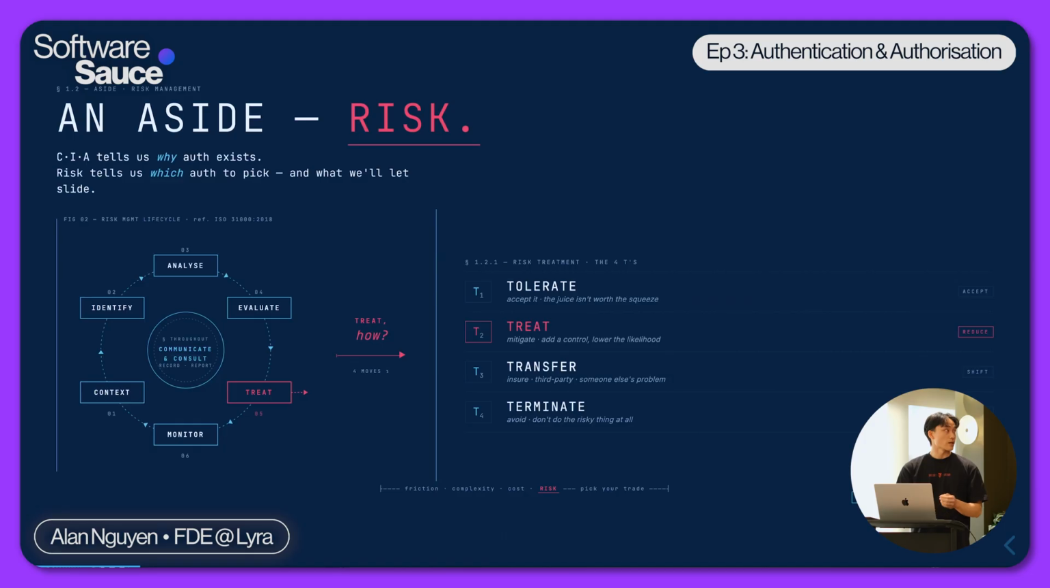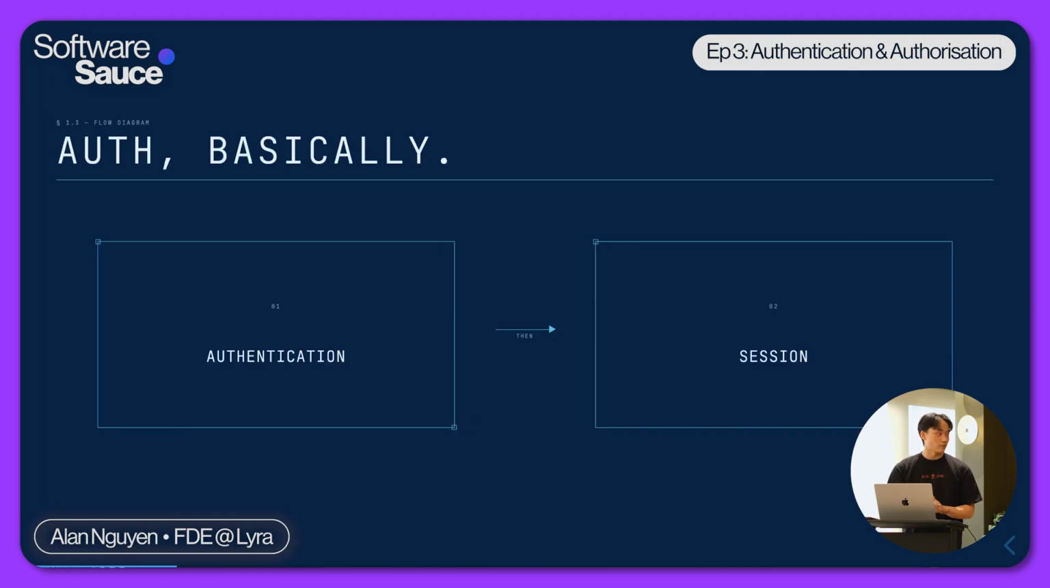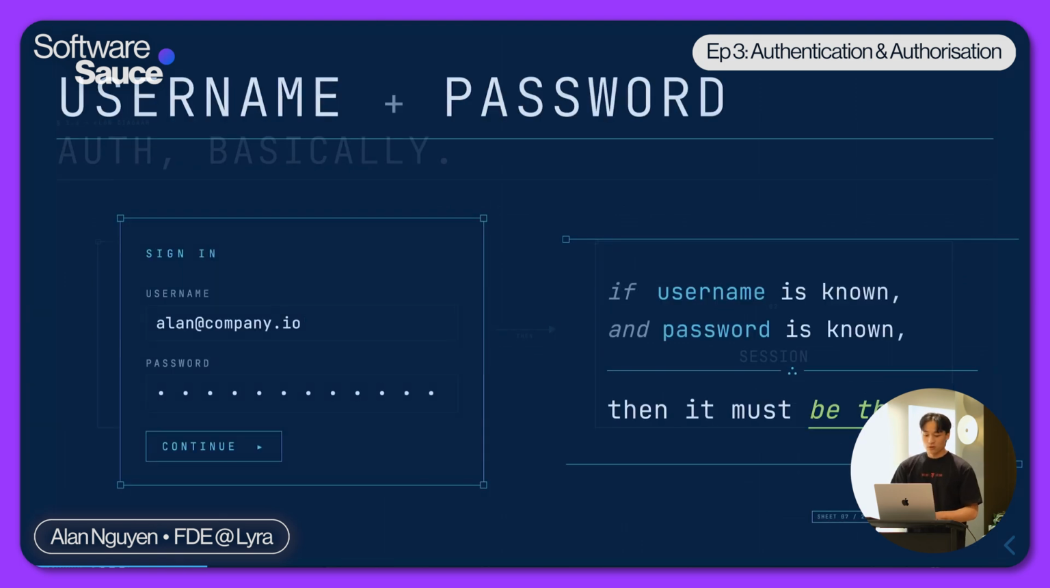And also as an aside, since the CIA tells us why we have auth in the first place, risk is a big factor telling us which auth to pick. So alongside other things like friction and cost that I'll also cover, I want you to really think about risk today. So how we choose an auth can help us treat risk in a different way. And just a quick overview, super potato diagram. We're looking at the authentication mechanism and then the session mechanism. So let's get started with auth.